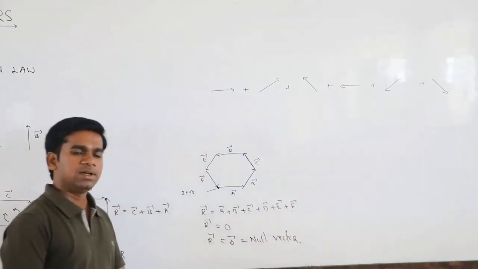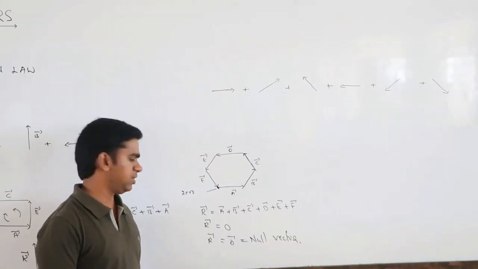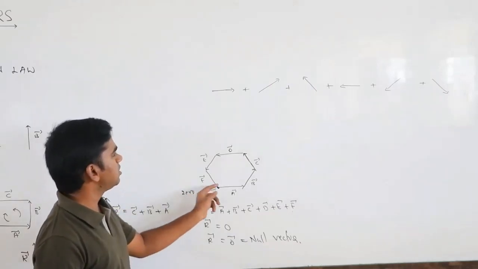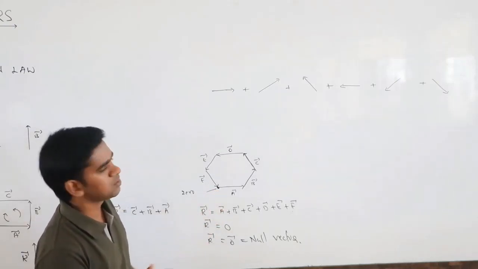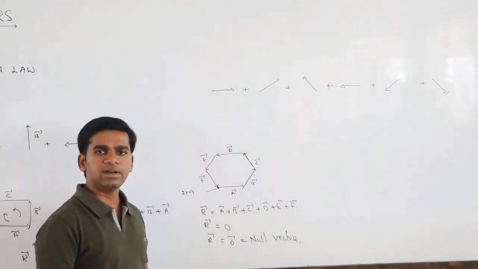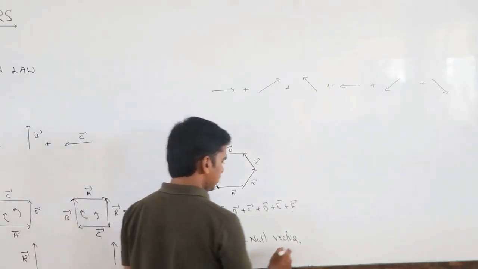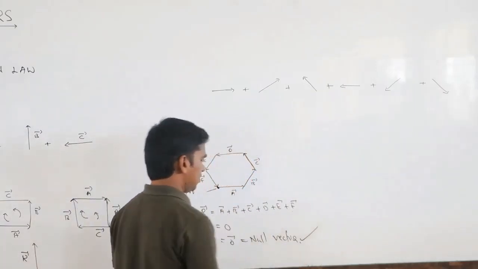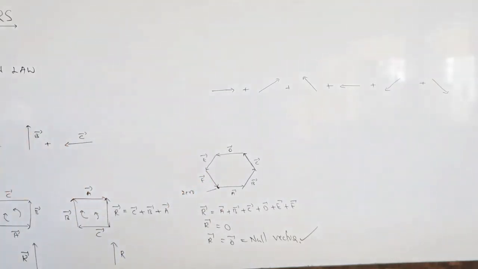Sometimes your answer may become the null vector, so no need to worry about that. We just have to follow what is going on. Don't think that when you get 0, maybe the order is wrong. Whatever order you take, you can change the order many ways, and your answer will again become the null vector only. This is the resultant of those six vectors. Like this we can take help of the polygon law or the triangle law.